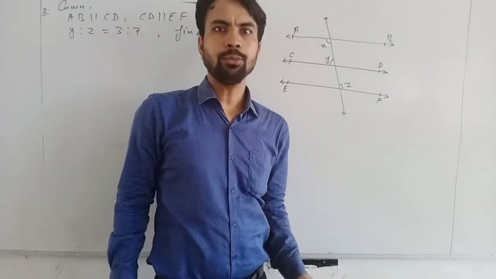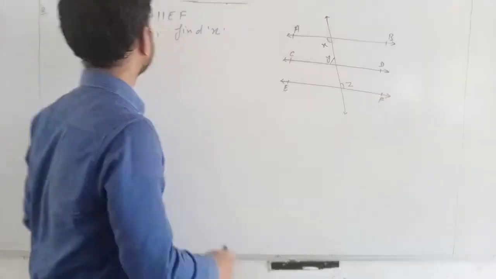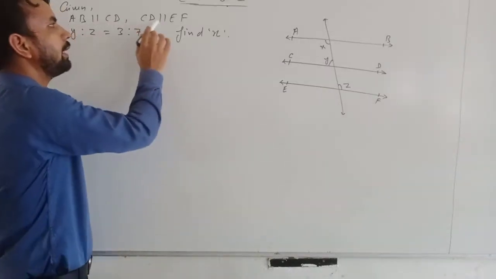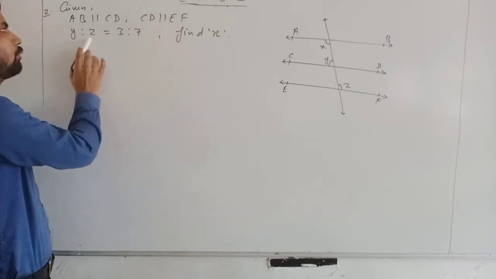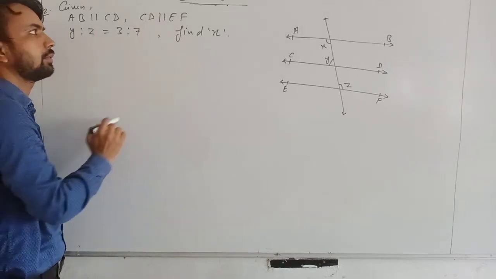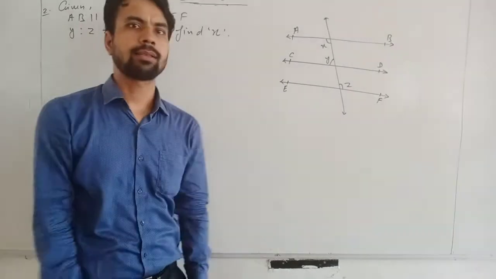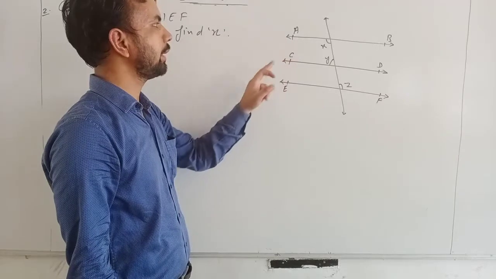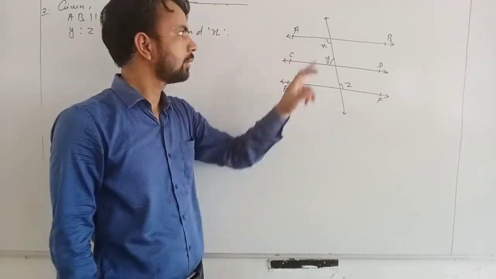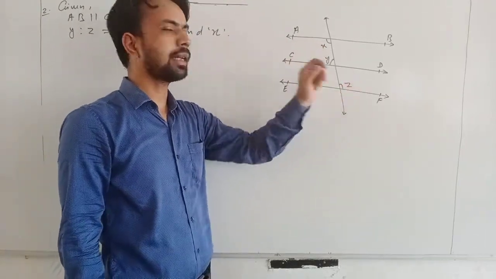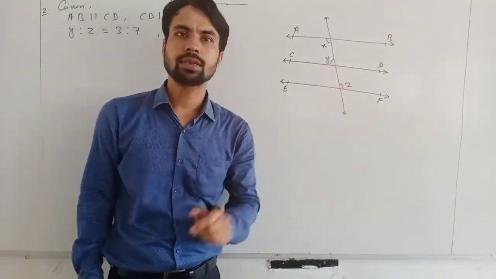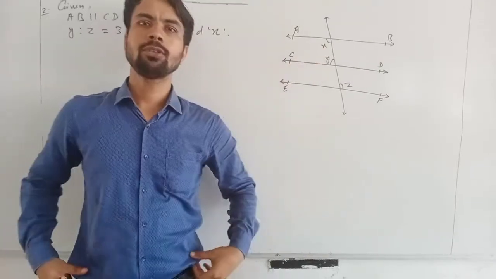Okay students, let's start question number 2. This question is saying that given that AB is parallel to CD, CD is parallel to EF, and the ratio of Y and Z is 3:7, then find the value of X. Here in this question, these three lines, AB is parallel to CD and CD is parallel to EF. These two angles are X and Y and this angle is Z. The ratio of Y and Z angles is given 3:7. We have to find the value of X.